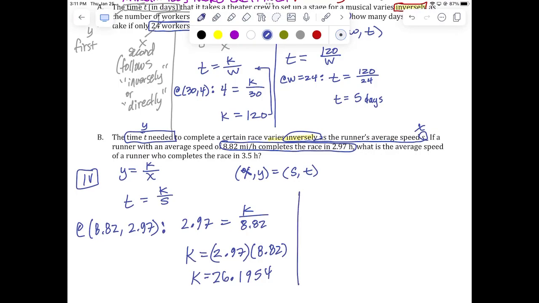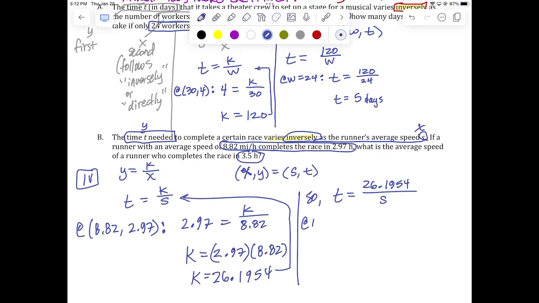Let's go ahead and plug it in now. We plug that k back into here, and we get t equals 26.1954. What a good year that was. Divided by s. And now, you give me t, I'll find s, or you give me s, I'll find t. I could do either one. Which one did they give us? They said, what is the speed needed if he's going to complete the race in 3.5 hours? 3.5 hours is the time value, isn't it?